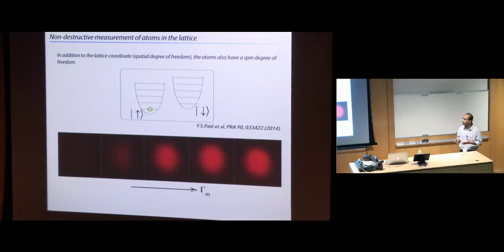So now we have a system with two very distinct timescales. One is the rate at which the atoms tunnel. In the Bose-Hubbard model, you call that the tunneling rate. The other is the rate at which we are measuring the location of the atoms, denoted here by gamma m. So intuitively, one can say, well, if gamma m, the rate at which I'm measuring the position, yeah, go ahead.